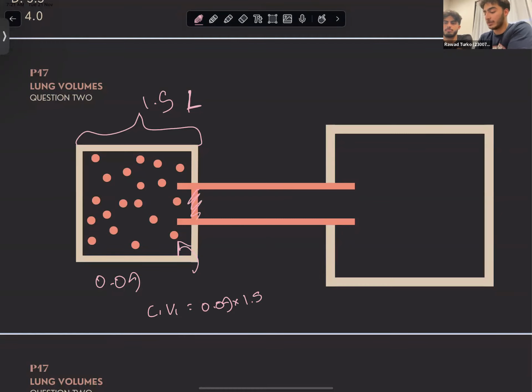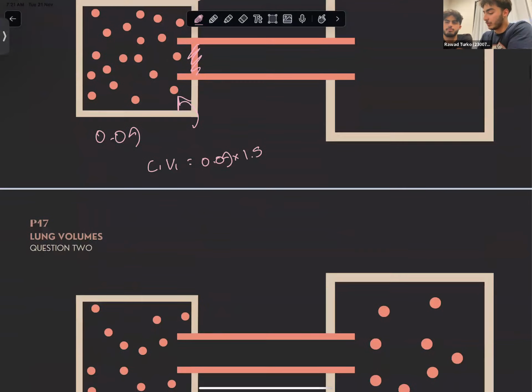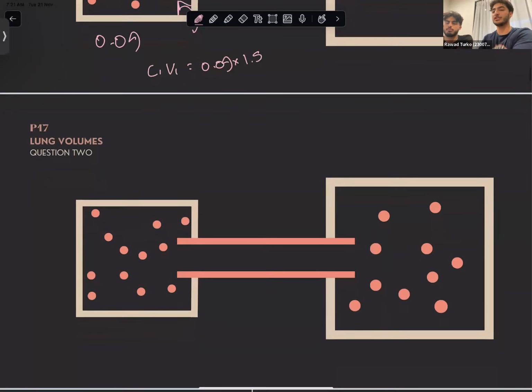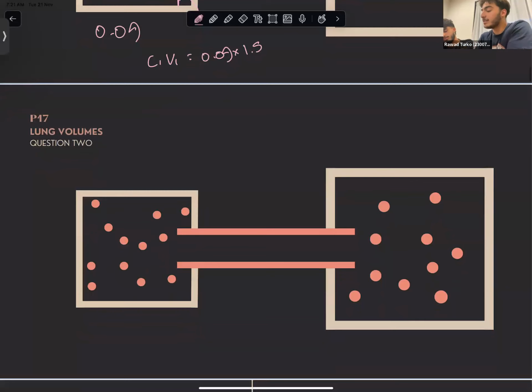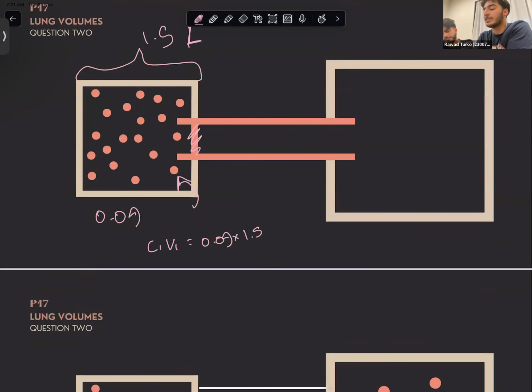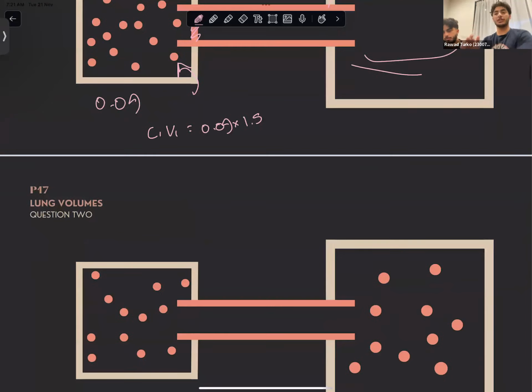When you open this blockage, the gas that was here will now be dispersed equally among this compartment and this compartment. Does that make sense? Because these gas particles are spread over a larger volume, will the concentration decrease or increase? It decreases, because you're spreading it over a larger volume.